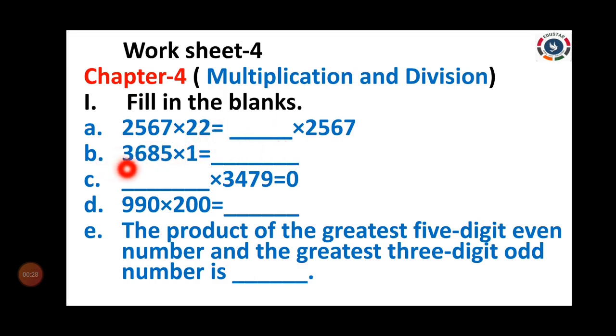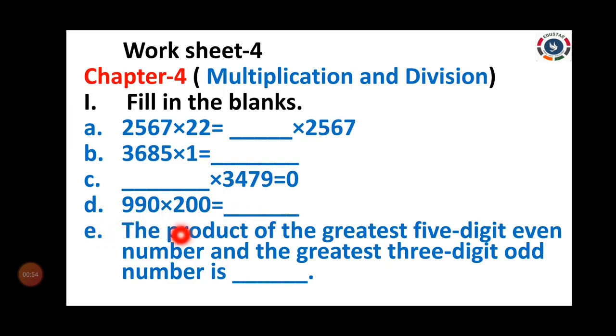Then B. 3685 into 1. This is multiplicative property of 1. So what will come? Just you think and write. And C. Dash into 3479 is equal to 0. So what you multiply by the number, you will get the answer 0. Then D. 990 into 200. Just multiply directly and give the answer in the dash.